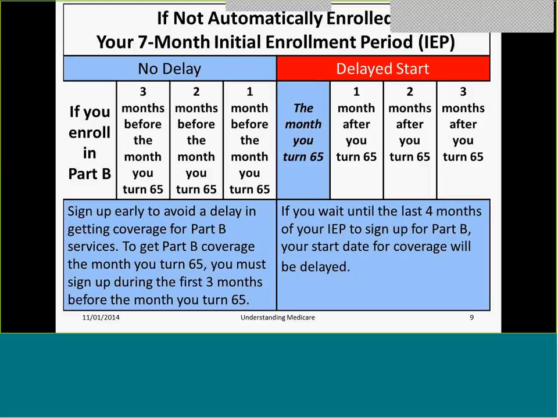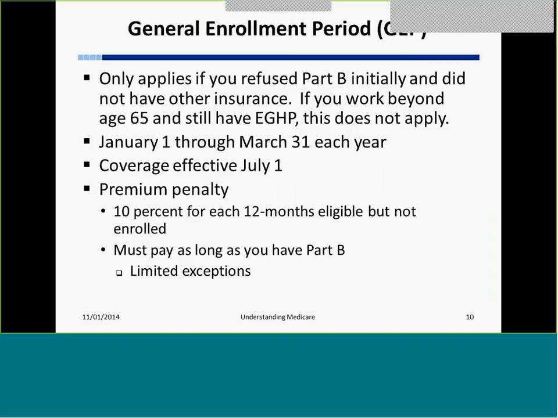So in this example, August, 1 after would be September, 2 months would be October, 3 months would be November. So if it just completely slipped my mind, and I didn't know, I would have until the end of November to enroll for a 12-1 effective date. And if it goes by, if I missed it, then I've got a problem.